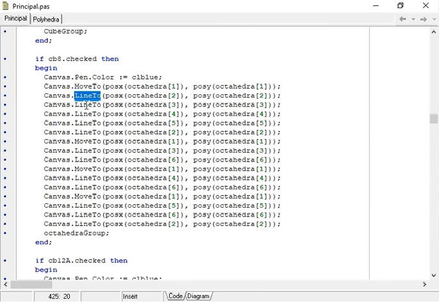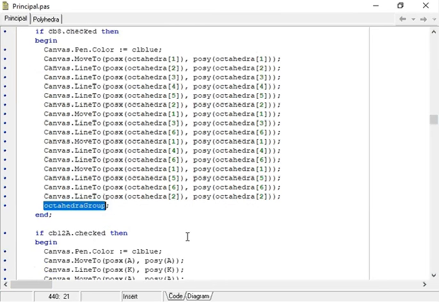If CB8 is checked, always in blue, line 1, 2, 2, 3, 3, 4, 4, 5, 5, 2. Move to 1, 1, 3, 3, 6. Move to 1, 1, 4, 4, 6. Move to 1, 1, 5, 5, 6, 6, 2. And do the octahedra group.